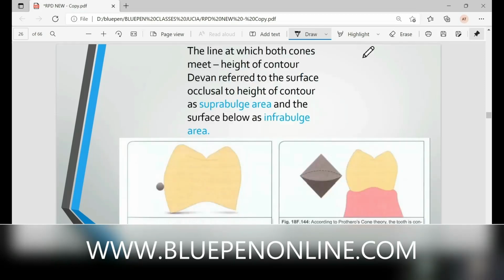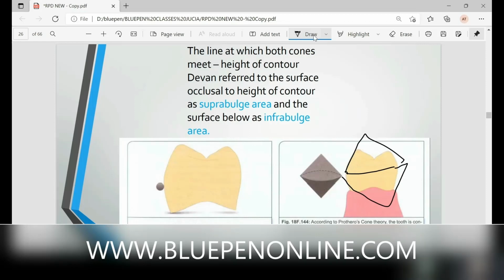Now, when we talk about the whole tooth, you can actually divide the whole tooth as two cones, as you can see in this figure. You can divide it like this. This is one cone, and the lower one is the other cone. And the line which separates the upper and the lower cone, you can call it your height of cone.